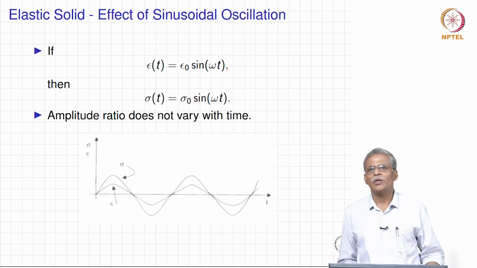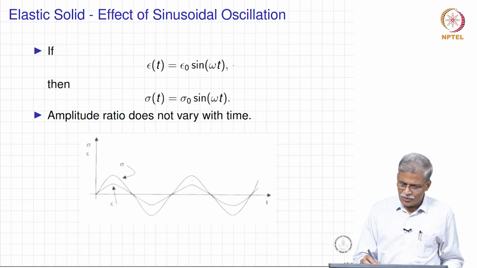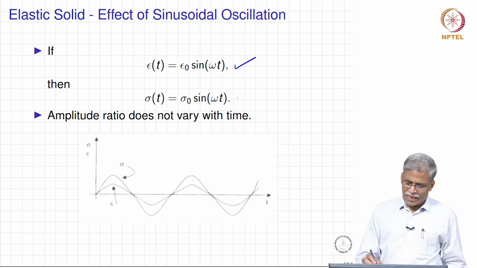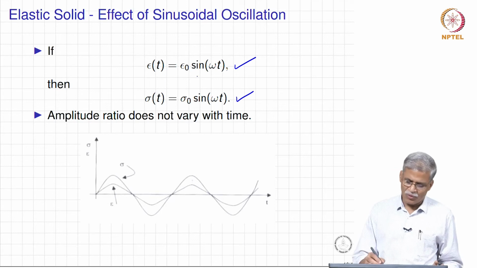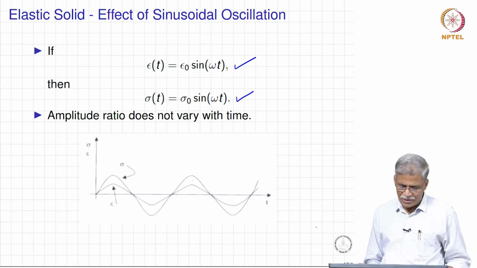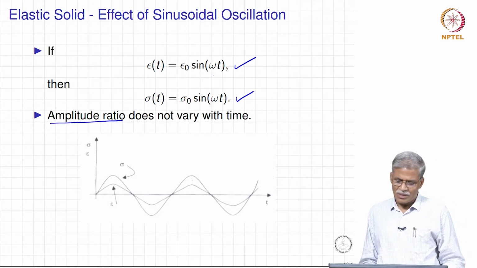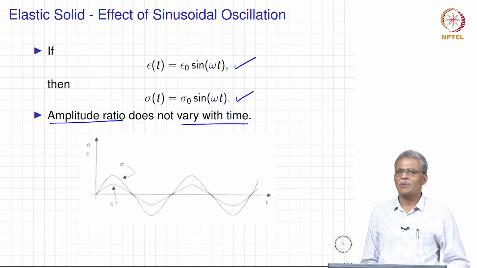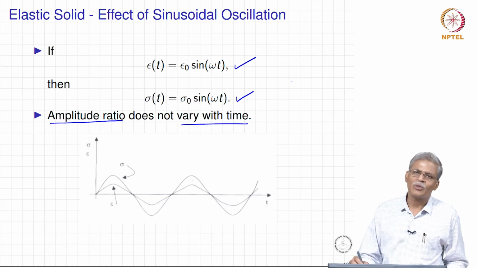Then we will also look quickly into what happens in terms of sinusoidal oscillation. If this is the strain history that you are prescribing, you will also see that this is the stress history necessary to make the material deform like this. You will see that this amplitude ratio, which is the ratio of sigma naught by epsilon naught, is not varying with time, and is not an explicit function of the frequency. So, the effect of sinusoidal oscillation will be the same.